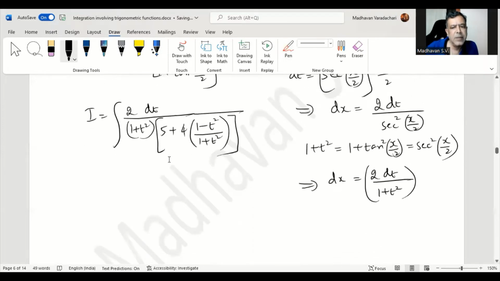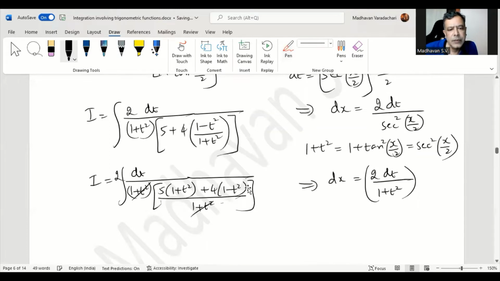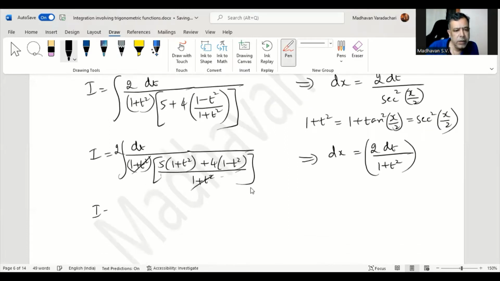Now let us take LCM in the denominator. This will become 2 times dt divided by 1 plus t square. Here it will become 5 times 1 plus t square plus 4 times 1 minus t square, the whole thing divided by 1 plus t square. Now this and this get cancelled. Now our integral will become 2 times dt divided by 5 plus 5t square plus 4 minus 4t square.